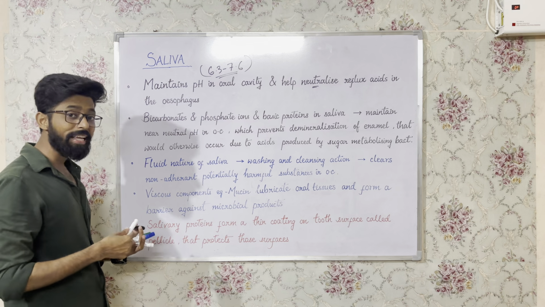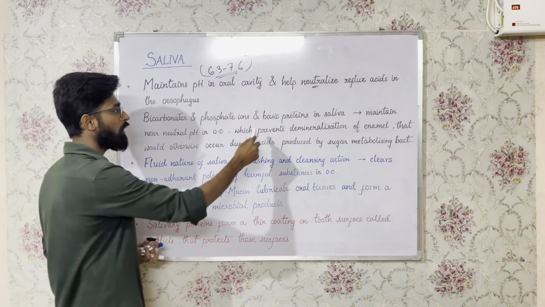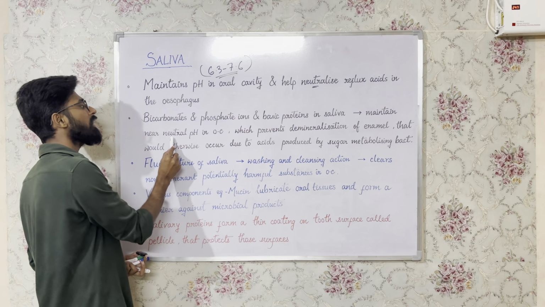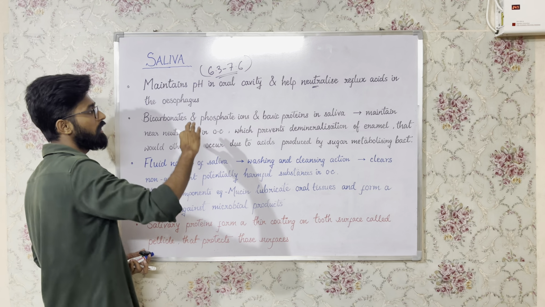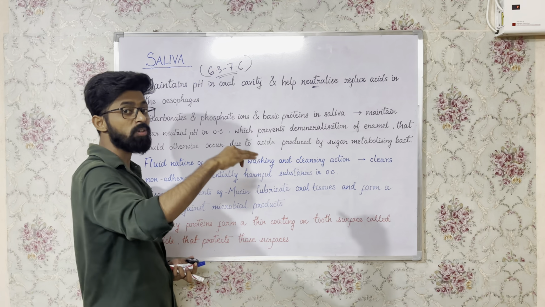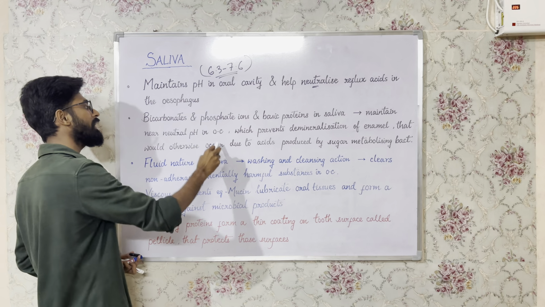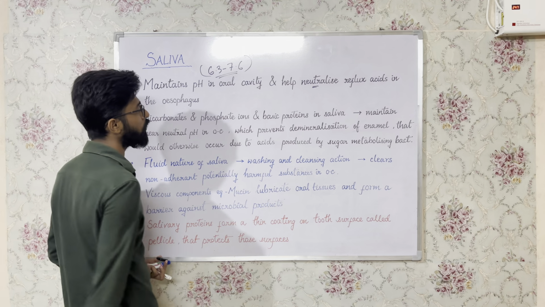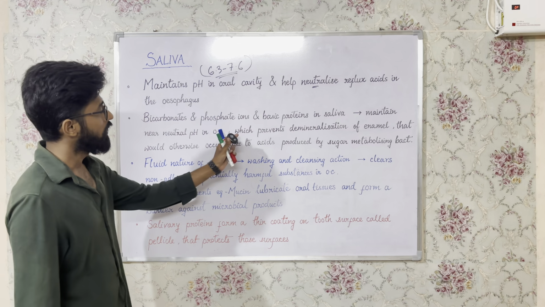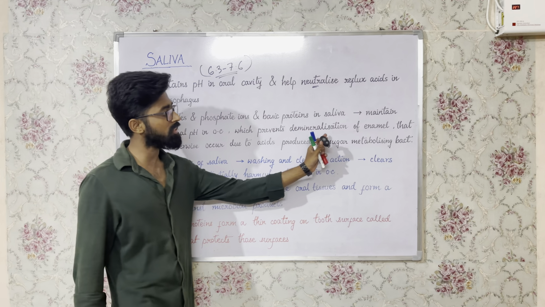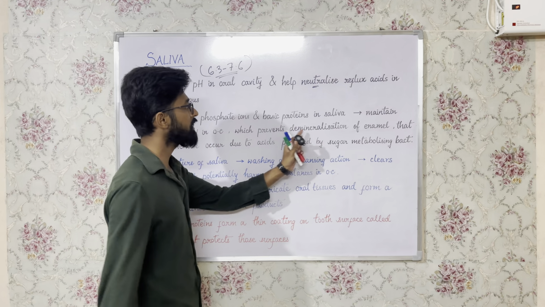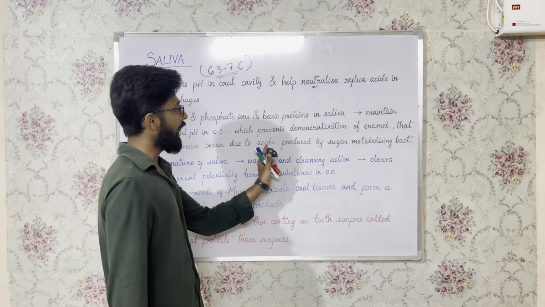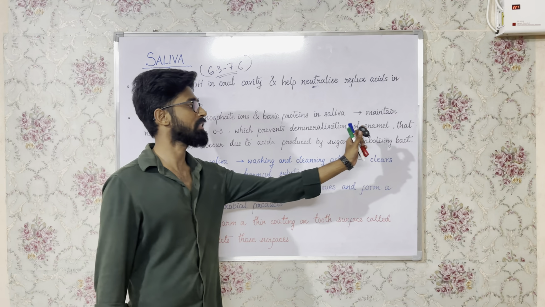Next is the bicarbonates and the phosphate ions, as well as the basic proteins in saliva. What they do? They maintain a near neutral pH in the oral cavity, means a pH of around 7 is maintained in the oral cavity with the help of bicarbonates, phosphates, as well as basic proteins. Now what they do? This prevents the demineralization of enamel, which would otherwise occur due to the acids produced by the sugar metabolizing bacteria.